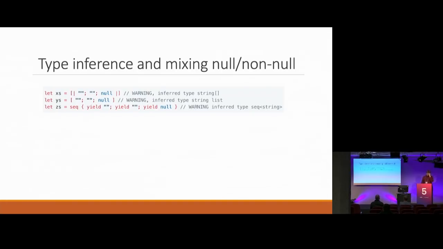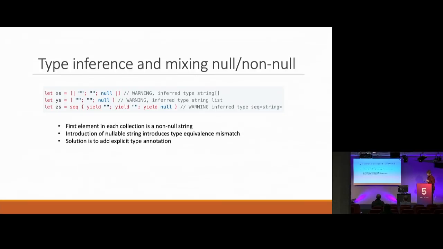Right? So for example, if you want to mix nullable and non-nullable, things get a little bit complicated. For example, these x, y, and z bindings that we have here for an array, a list, and a sequence, you might think, oh, well, these are going to be nullable string array, nullable string list, nullable string sequence. That's actually not the case, because the first element in the collection is the one that actually determines what the type of the collection is.